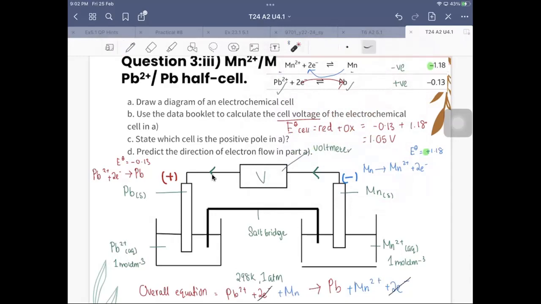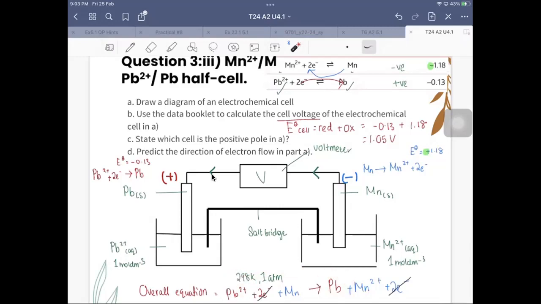So the overall equation for this reaction is Pb2+ plus Mn to form Pb plus Mn2+, and it's not that obvious, but Pb2+ to Pb is a reduction reaction, and Mn to Mn2+ is an oxidation reaction. Now, without the electrons, it would probably not be easy for you to see that. A quick way of seeing if the species is oxidized or reduced is by looking at its oxidation number. So Pb2+ is +2, Pb is 0.